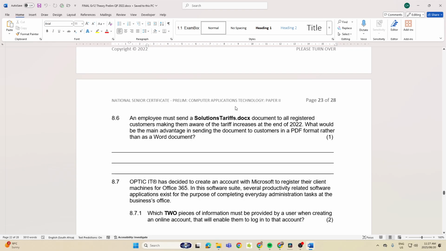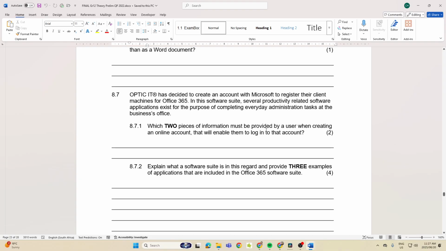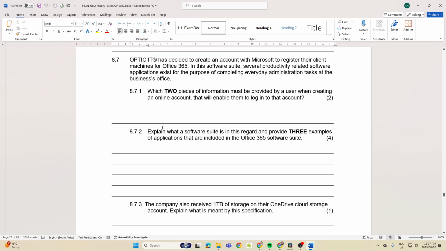Then, yeah, they're looking at changing a document from a .docx to a PDF. How would you go about doing that? The pieces of information that must be provided by a user when creating an online account. So what will then enable them to log into that account? Folks, usernames, passwords. They also ask you to explain what a software suite is. So you must be able to define what is meant by a software suite, and then provide 3 examples of that as well.